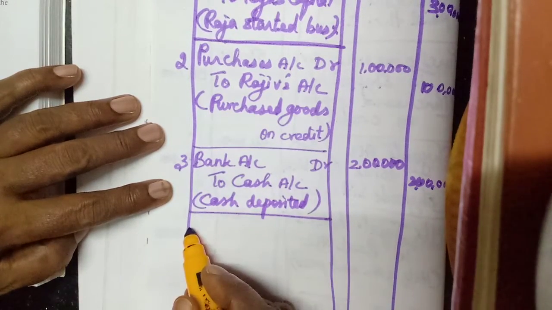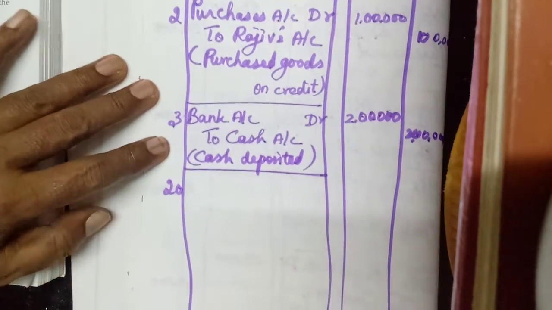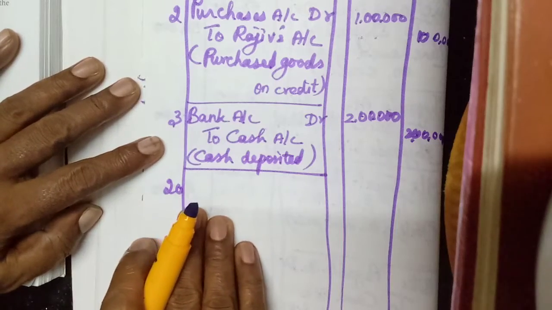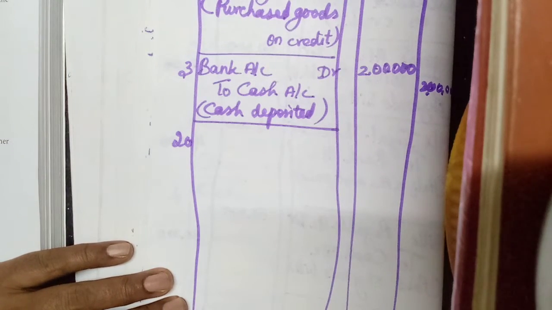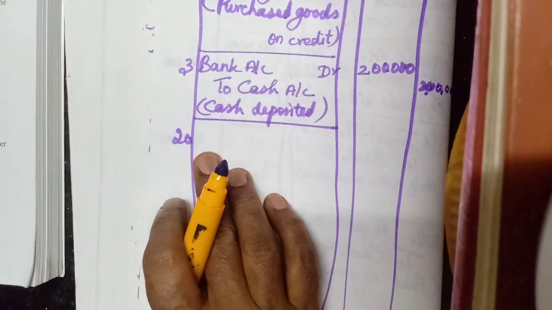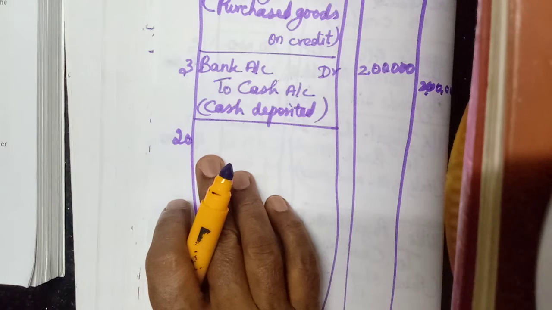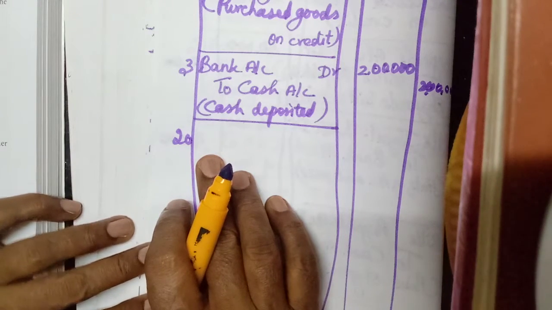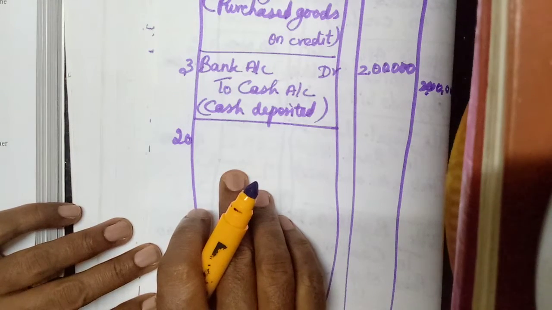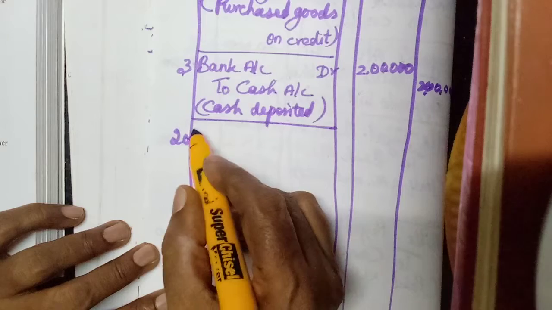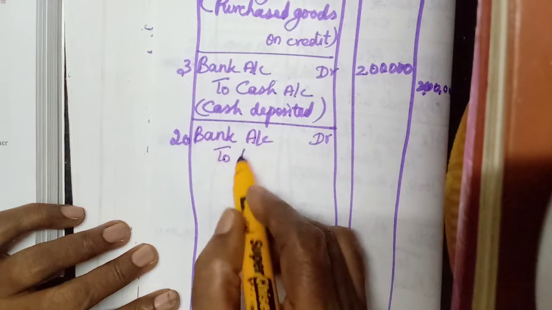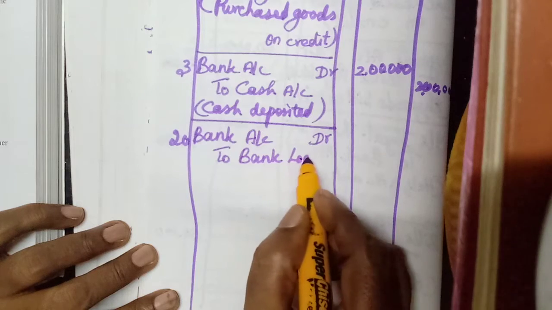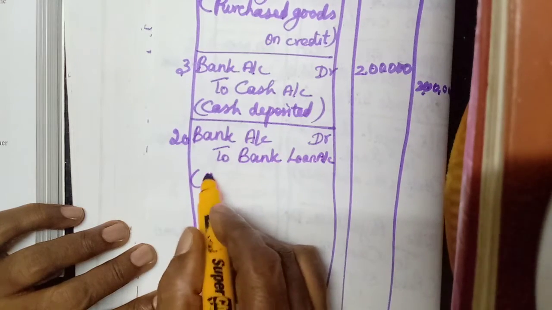Okay, draw the line. Then 20. Borrowed loan from bank. Here we are borrowing a loan from the bank. When we borrow a loan, the bank is the giver. We should credit bank, but we should not simply credit bank because it is considered as the loan. Okay, bank loan. That is a liability. So we should credit the bank loan, and that money will be deposited in the bank only. So bank should be debited. Bank account debtor to bank loan account. Borrowed loan from bank.